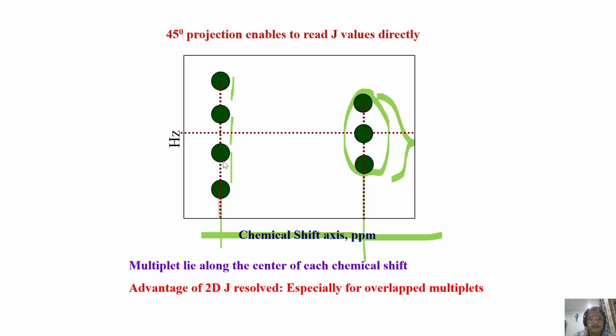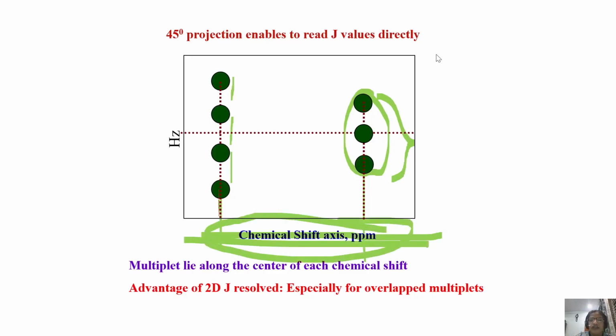Exactly. So in this real spectrum, actually there is a tilt. And if you take the 45 degree projection of that, now you get only chemical shift along this direction. In the t2 dimension, you get only chemical shift. In the t1 dimension, you get only J couplings, nothing else. So you have separated this information.